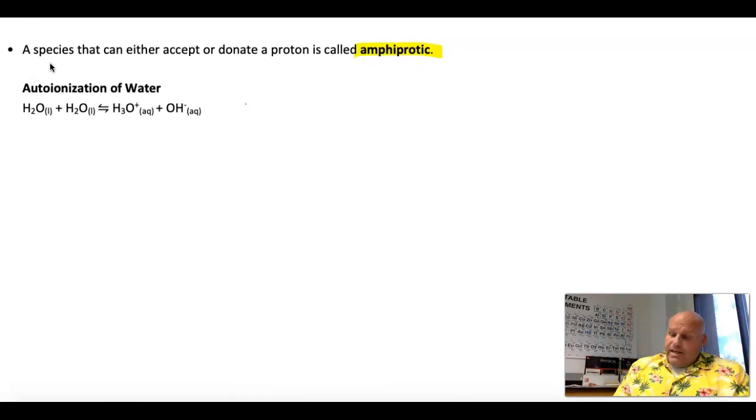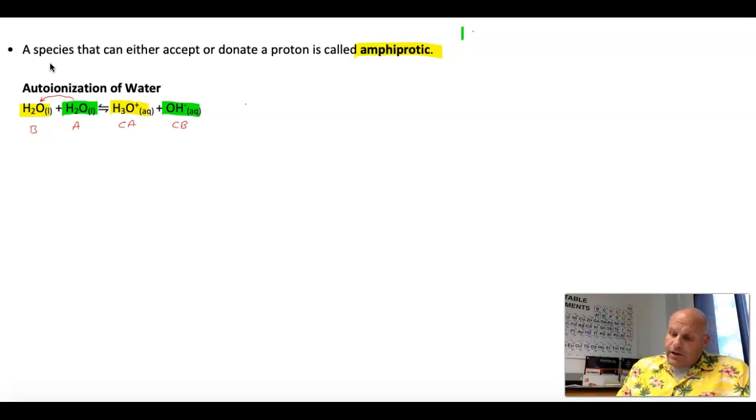Water, because it can either donate or accept an H+. Let's just say this goes with this species, and this water species goes with this, okay? We can then say here that the first water accepted an H+, so the H+ went this way, and so this is our base, this is our acid, okay? So then this would be our conjugate acid, and this would be our conjugate base, okay?